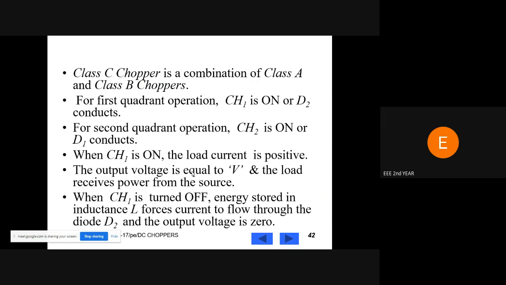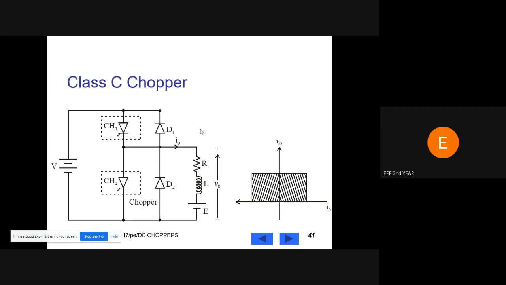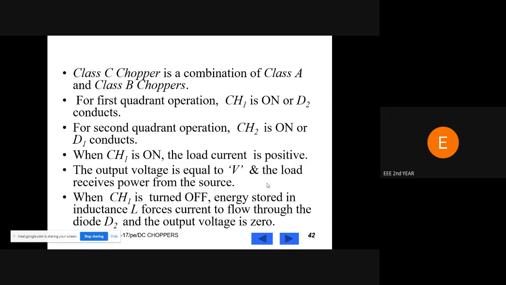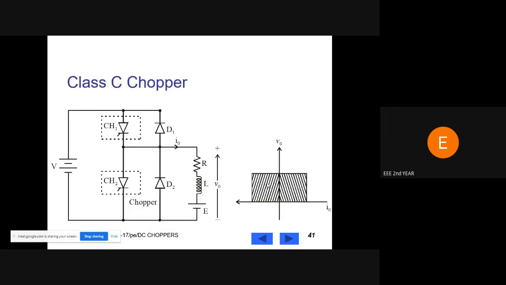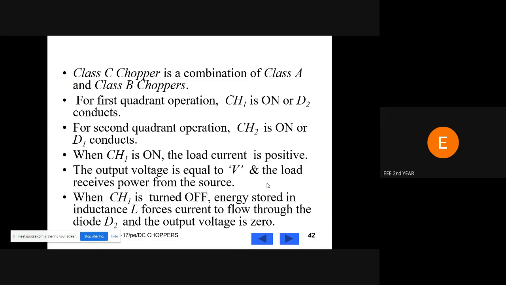So the class C chopper is a combination of A and B chopper, which I already explained. For the first quadrant operation, chopper 1 is on, as well as diode D2 conducts. For the second quadrant operation, your chopper CH2 is in on condition and diode D1 conducts. So in this case, when chopper 1 is on, the load current is positive. The output voltage is equal to your input voltage V, and the load receives the power from the source. The power is transferred from source to load.